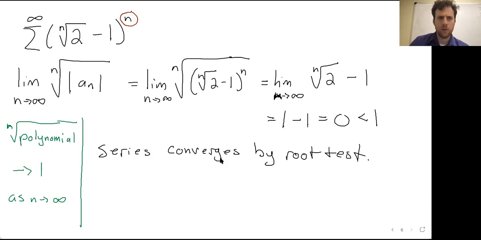Questions about this one? I think that the root test part of it is not so bad, but also there's this other kind of root thing happening.